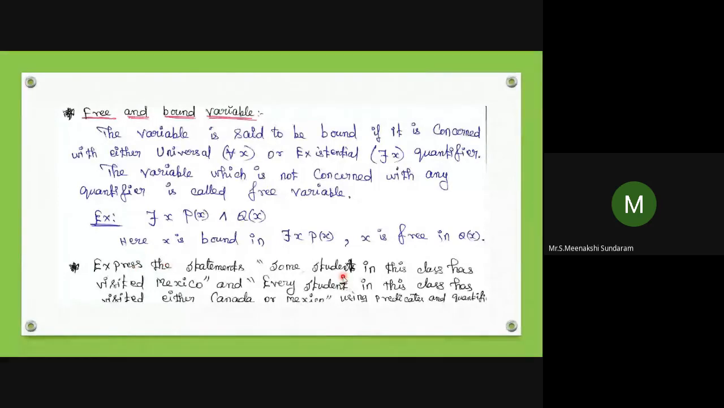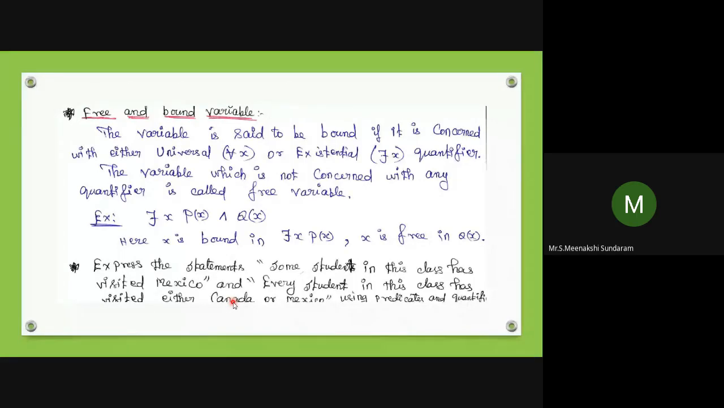So express the statement, some students in this class have visited Mexico. For some students in this class, I take there exists x with s of x, where x is a student in this class. I use the s symbol for students. Visited Mexico, I take it as m of x, where x has visited Mexico.